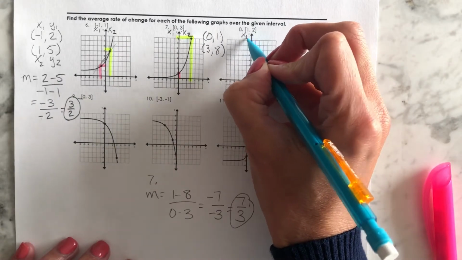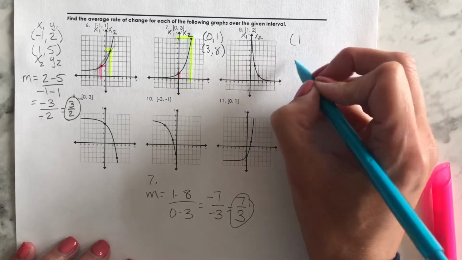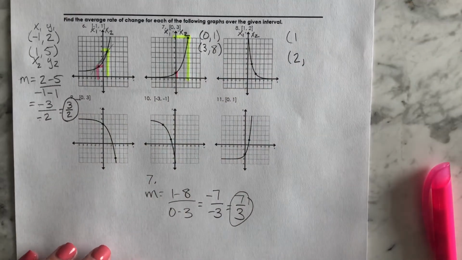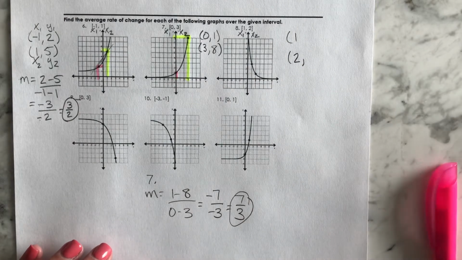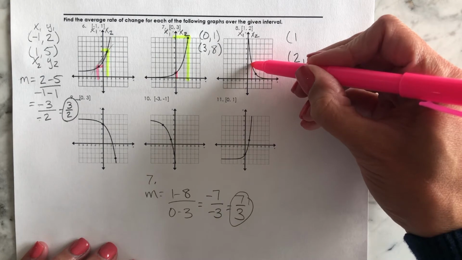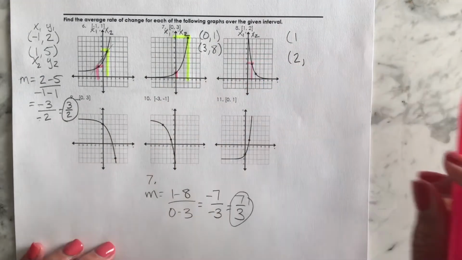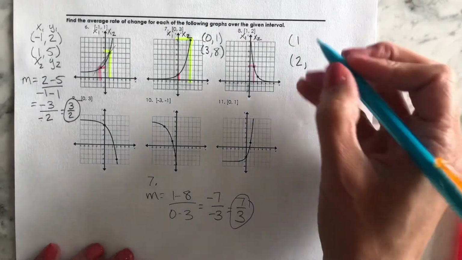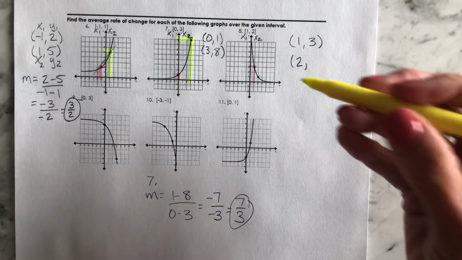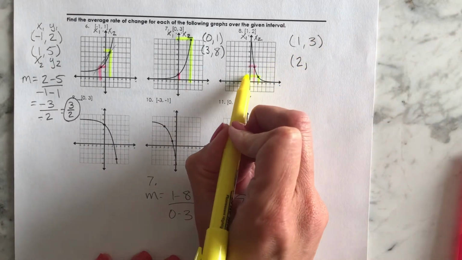So here's my x values here. So x1 and x2. So for x1, I'm going to go up and at 1, go over. That is 3. The y value is 3. Then we'll do 2. And then that y value is at 1.